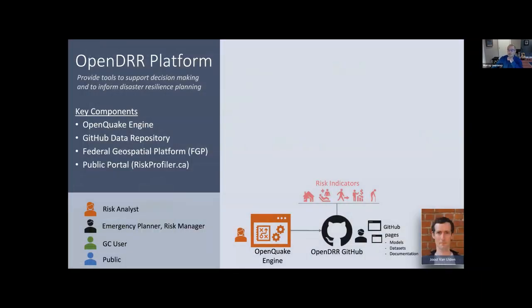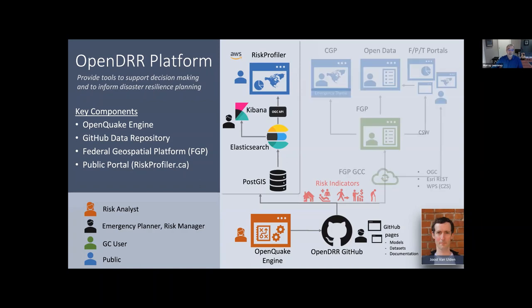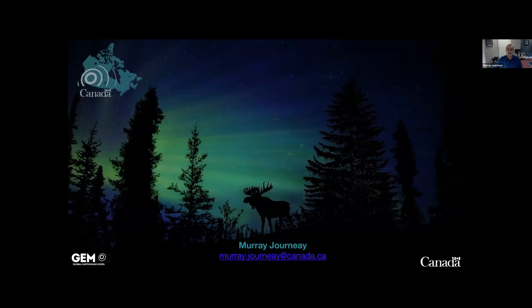The last slide, and I'll finish here, is our plans to share this information out. So my colleague Joost van Olden is leading an effort to build an open data platform where this information will be shared with our partners. And with that, I'll pass it back to John, and thank you again very much for the opportunity.